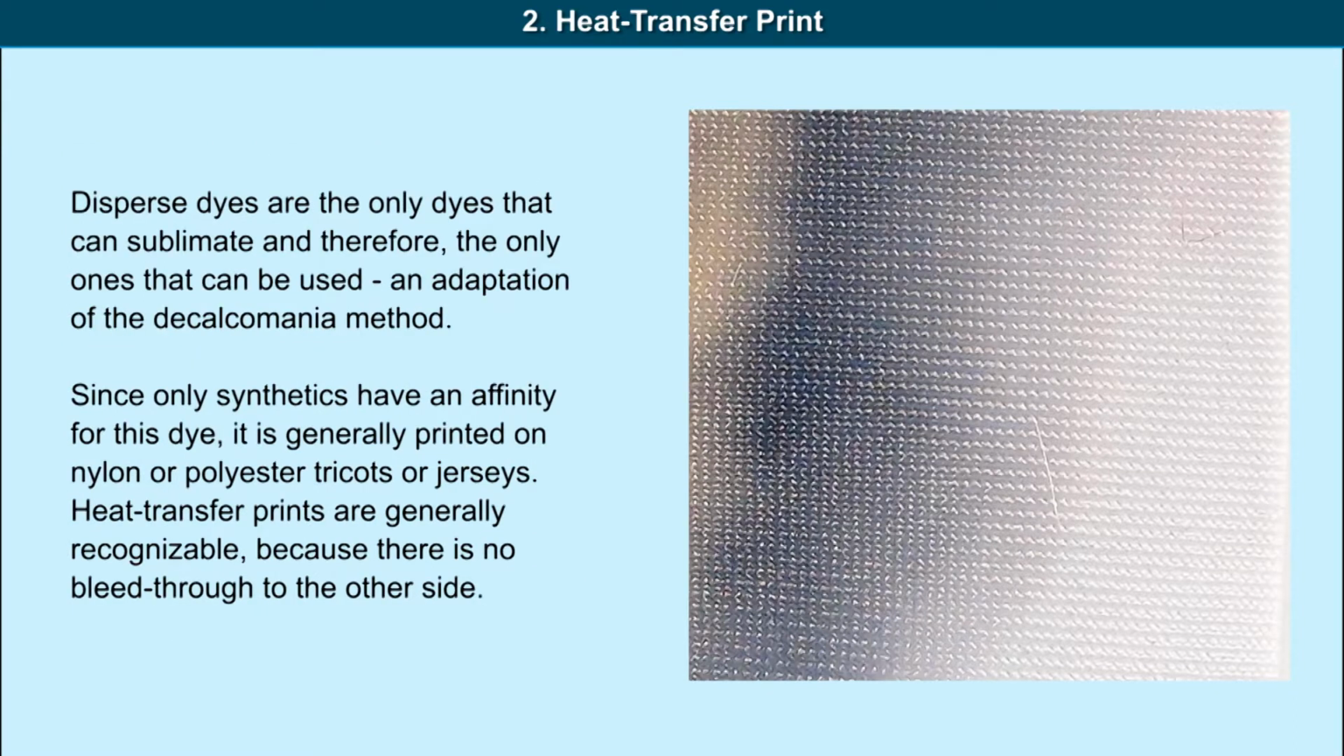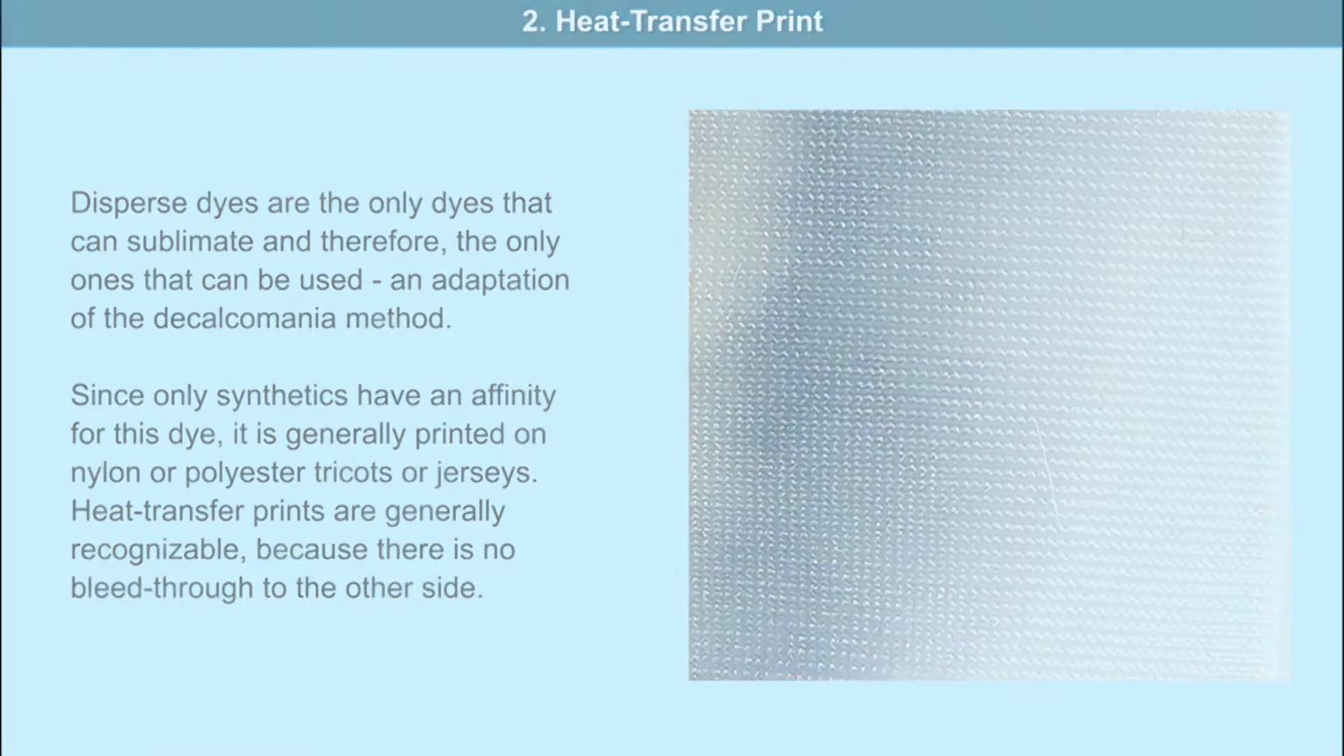Disperse dyes are the only dyes that can sublimate and therefore the only ones that can be used. An adaptation of the decalcomania method. Since only synthetics have an affinity for this dye, it is generally printed on nylon or polyester tricots or jerseys. Heat transfer prints are generally recognizable because there is no bleed through to the other side.